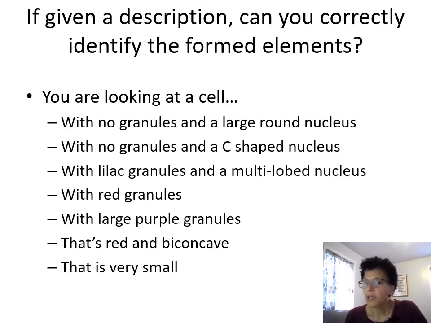Now, formed elements. I'm not going to show you a photomicrograph from a lab exam on your final and ask you to identify a formed element. But just in case there's a description of one of them, you should know who we're talking about here. So, no granules, large round nucleus, lymphocytes. No granules, C-shaped nucleus, monocyte. Lilac granules and multilobe nucleus, neutrophil. Red granules, eosinophil. Large purple granules, basophil. Red and biconcave, erythrocyte. Very small, platelet or thrombocyte.